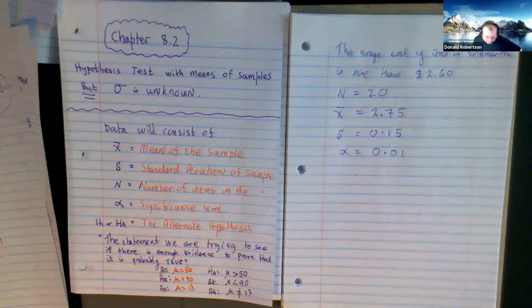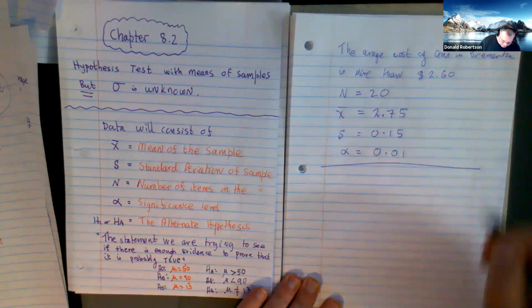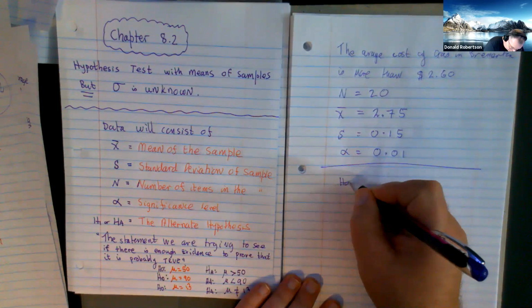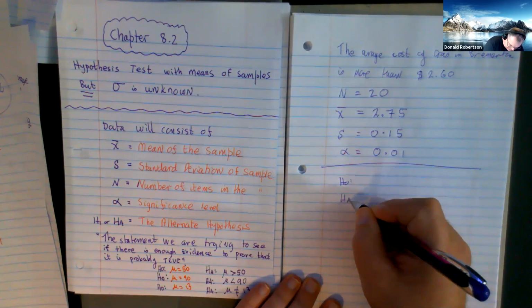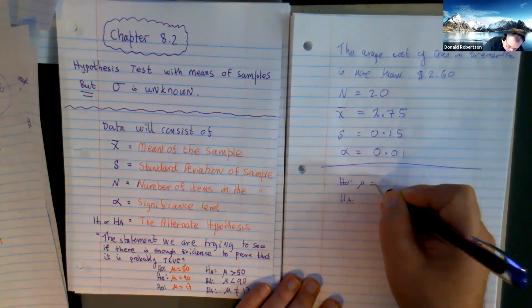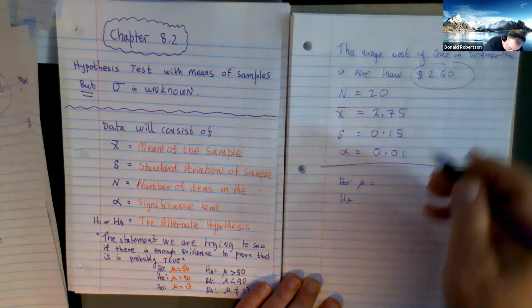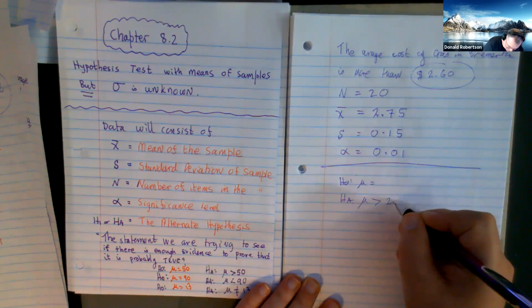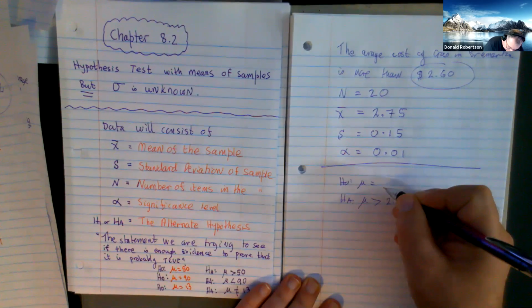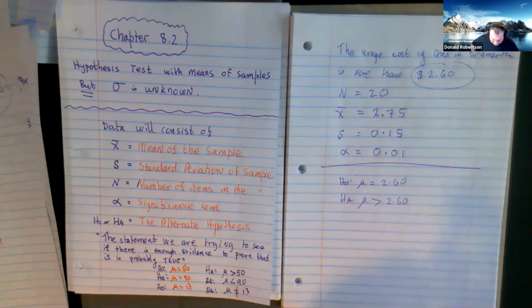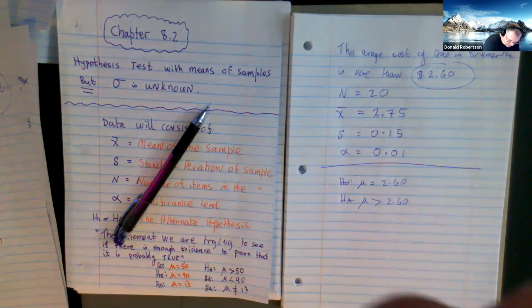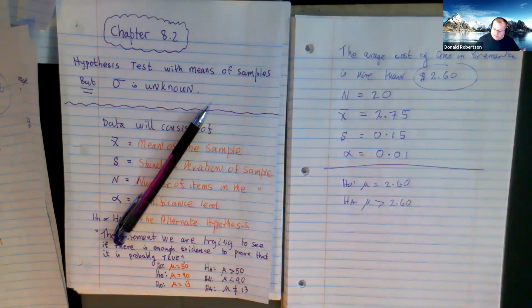Okay, so I need an H naught and I need an HA. In this case, is it more than 2.60? H naught equals 2.60. Once you've got this, you're ready to solve. So I'll close this off and I'll go in and see how this works.